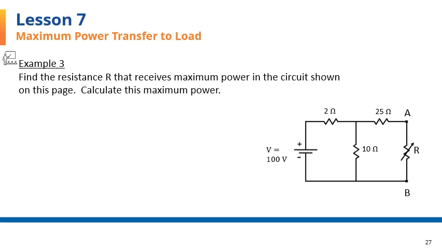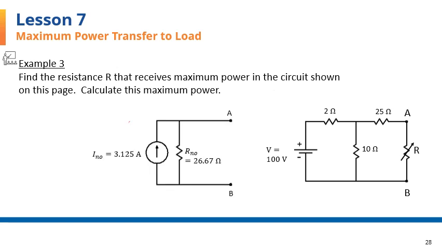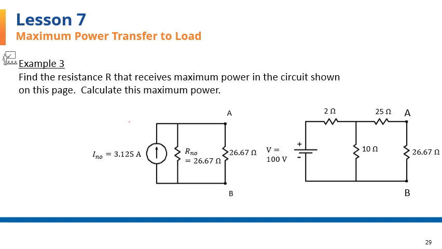Next slide shows the Norton equivalent of the circuit after removing the resistor R. The Norton source current comes to 3.125, and Norton equivalent shunt resistance comes to 26.67 ohms. The power transfer to the load is maximized if the load resistance is chosen to match the Norton's equivalent shunt resistance. And that's shown on this slide.